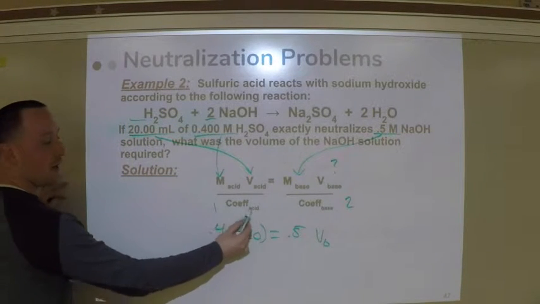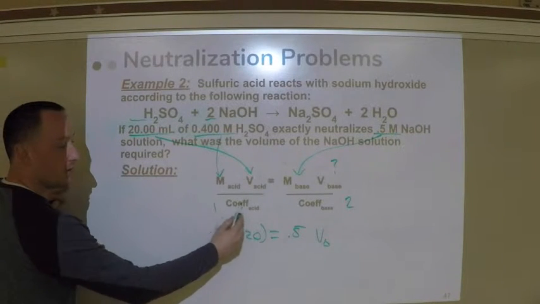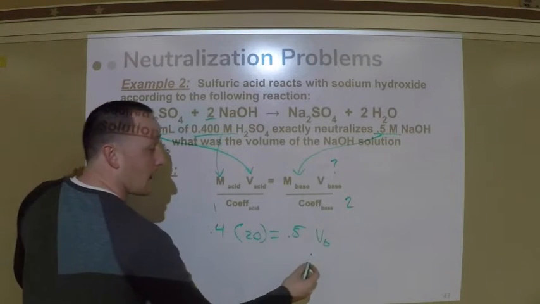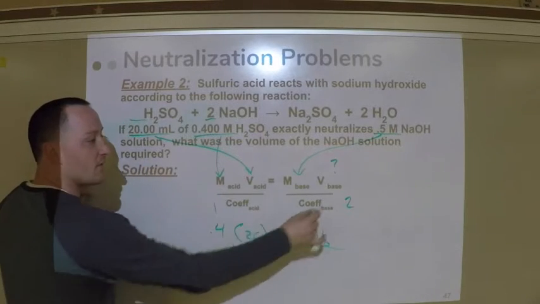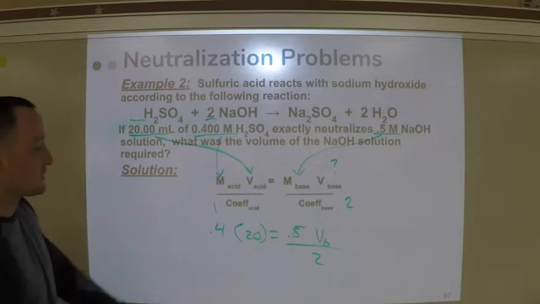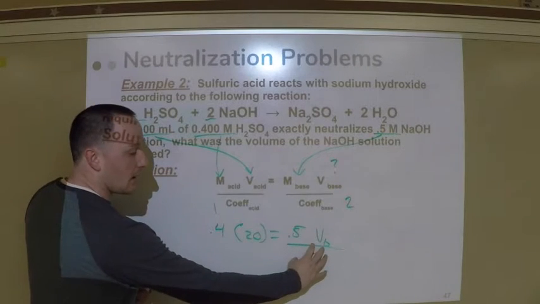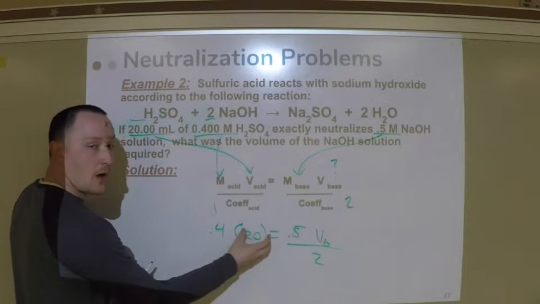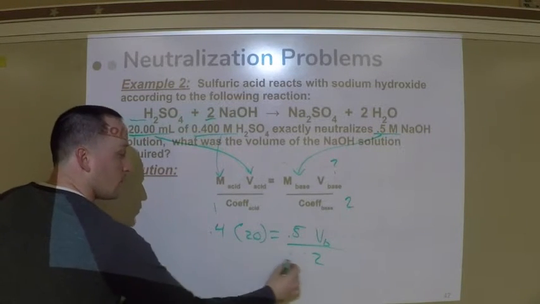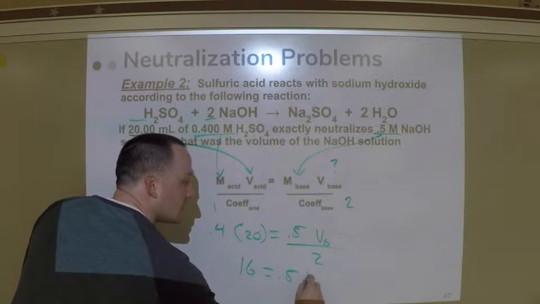Now, because the coefficient of my acid was 1, I do not need to put anything under this, because anytime I have 1 on the bottom of a fraction, I don't need it. If you'd like to put it on the bottom, you can. I'm not going to. But on this side, my coefficient of my base was 2. So I'm going to solve this equation right here. I'm going to take 0.4 and multiply by 20. Then, in order to get this 2 out from under the bottom of this fraction, I would multiply by 2 on this side. I'm going to go ahead and solve that. And when I solve that, I get that 16 is equal to 0.5 times my V sub B.